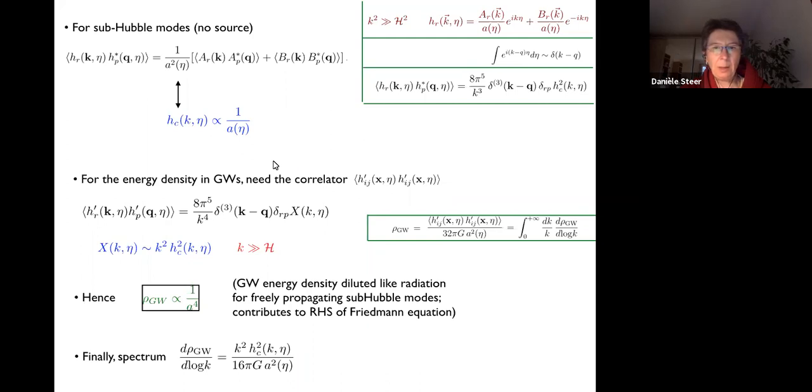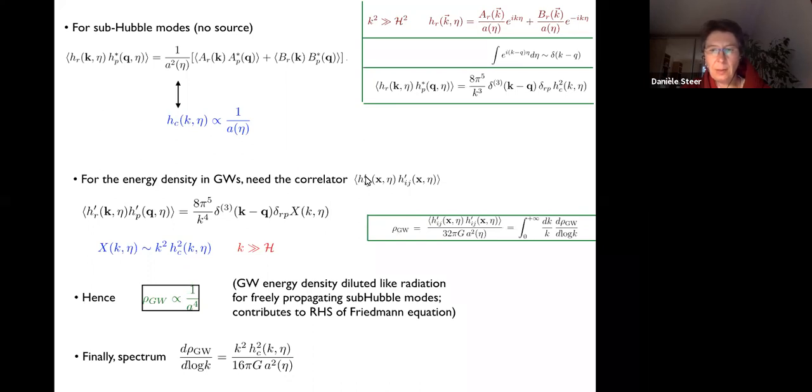Actually, whilst we're about it, well, no, maybe let's do that in a minute. So for the energy density of gravitational waves, I've copied again the same expression as before. So here's the energy density. It depends on the time derivative squared of Hij.